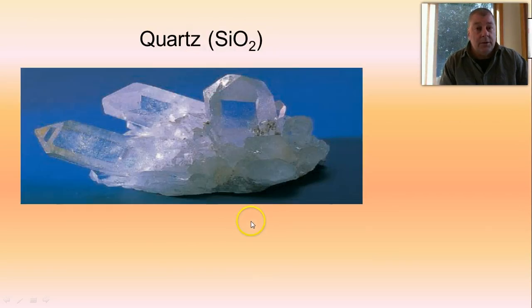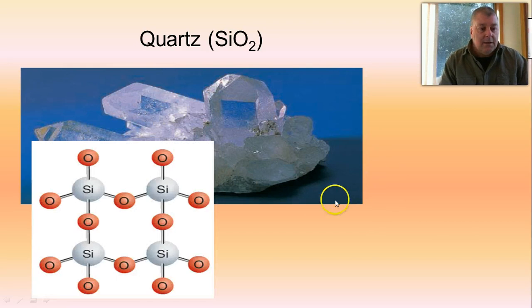Now, the other commonly known covalent network substance is, of course, quartz, silicon dioxide, and this is what it looks like. A very common mineral in rocks and in sand. Most beaches are made up of quartz crystals, and this is what it looks like.